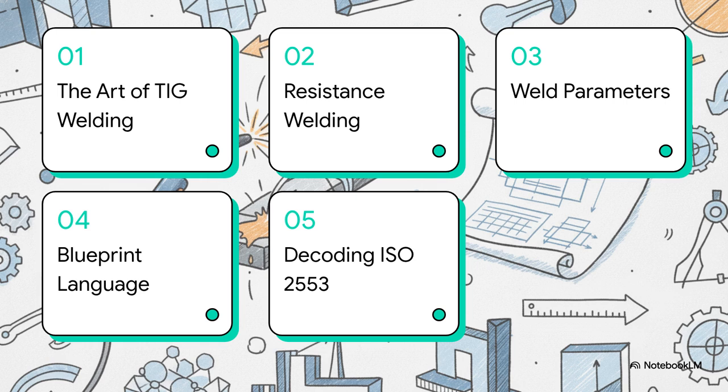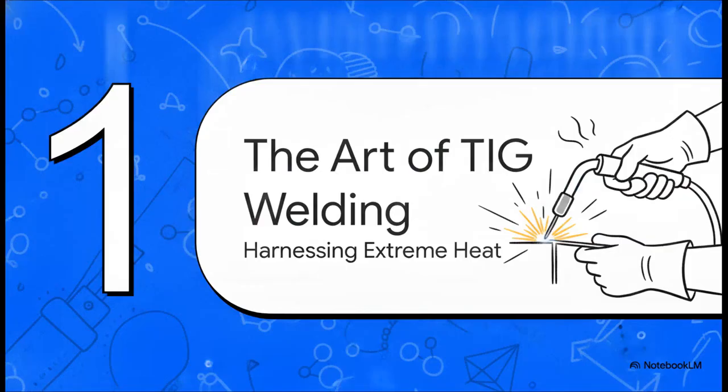Here's our roadmap for today. We'll kick things off with the art of TIG welding, jump into types of resistance welding, and then see how we control those weld parameters. After that, we'll shift gears into the language of blueprints, and finally, decode ISO 2553 symbols. Let's get to it. Section 1. The art of TIG welding, harnessing extreme heat.